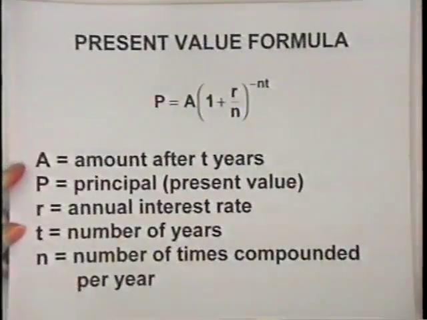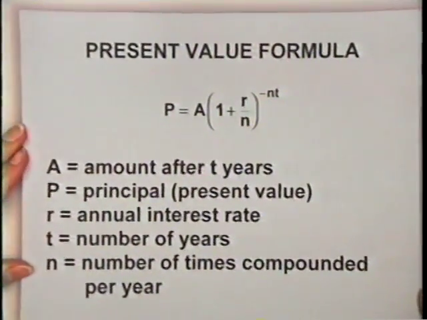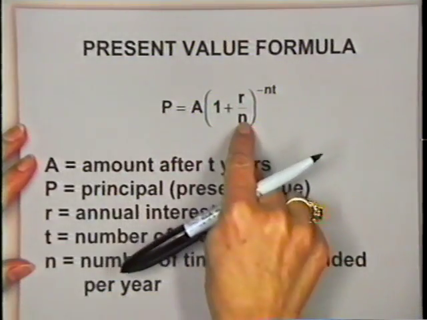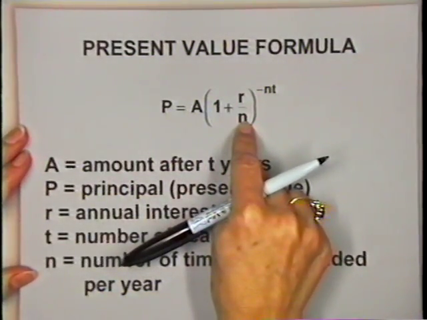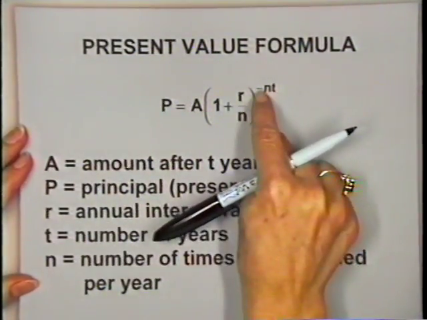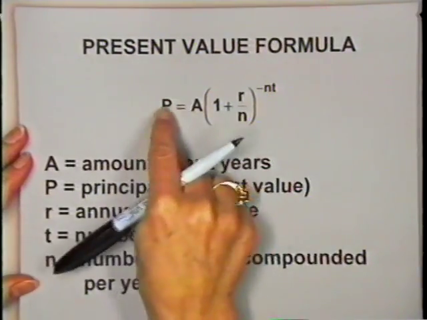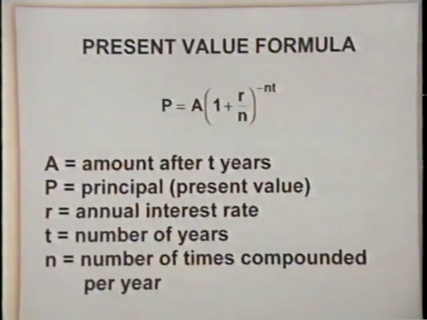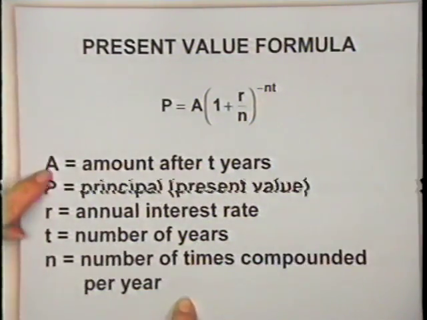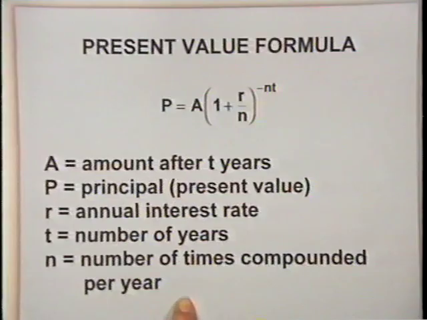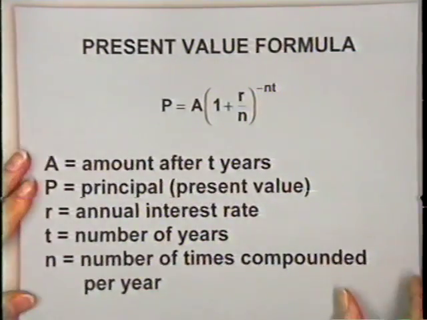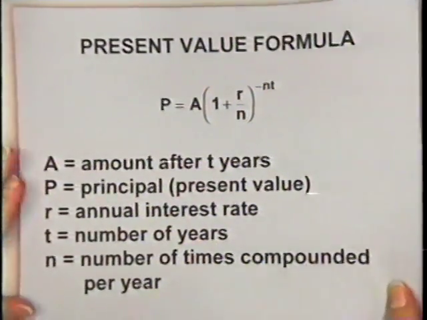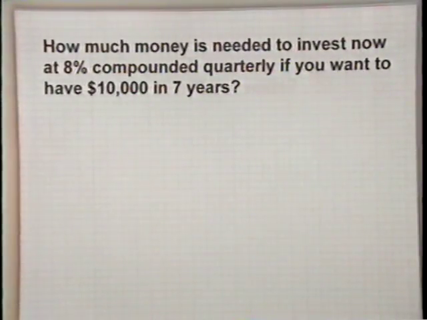So the nice thing is that the formula resembles so much the compound interest in terms of this 1 plus R over N. The thing we need to remember is for present value, we make our exponent negative, and the A and the P actually switch positions. But you'll notice that these letters represent the same things that they represented in our compound interest formula. So now that we have this formula, let's see how we can use this formula to work another problem.